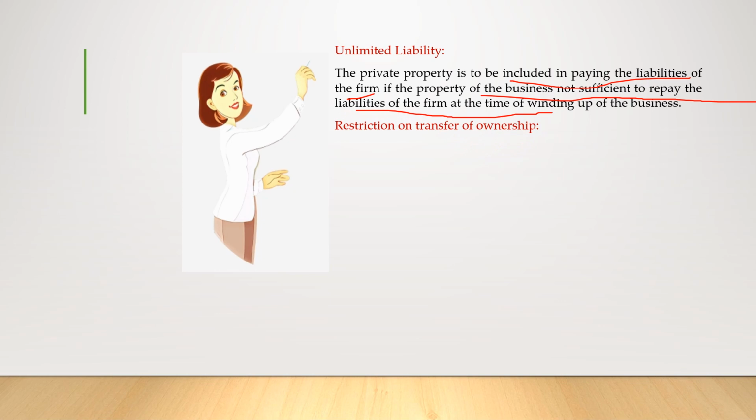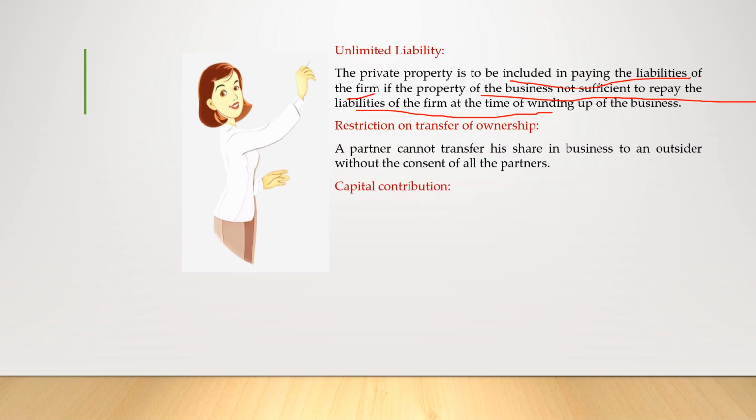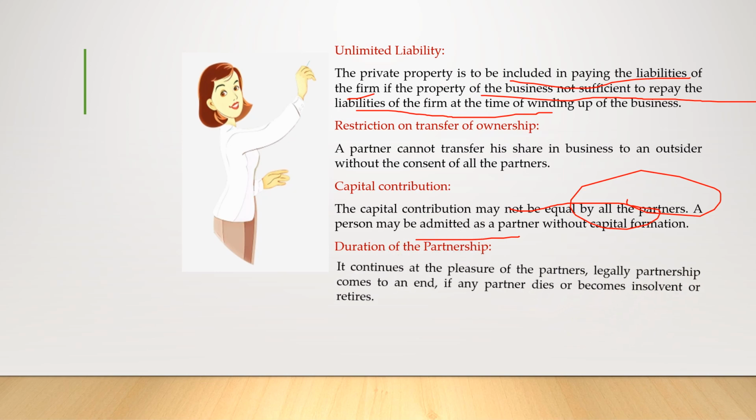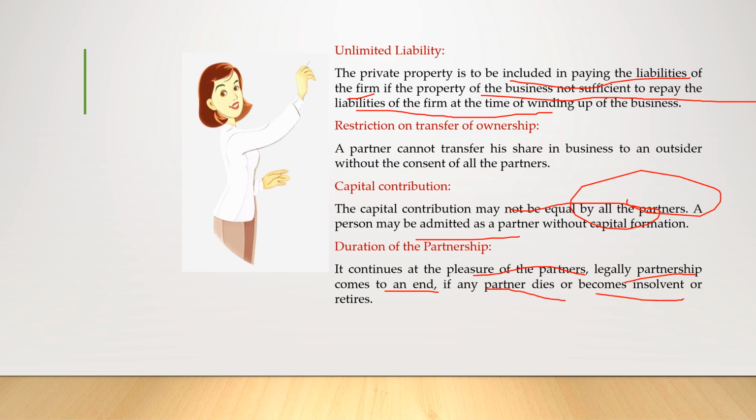Next, restriction on transfer of ownership. That means a partner cannot transfer his share of the business to an outsider without the consent of all the partners. Next, capital contribution. The capital contribution need not be equal by all the partners. A person may be admitted as a partner without capital contribution. Next, duration of the partnership. It continues at the pleasure of all the partners. Legally, a partnership comes to an end if any partner dies, becomes insolvent or retires. This is the duration of partnership.